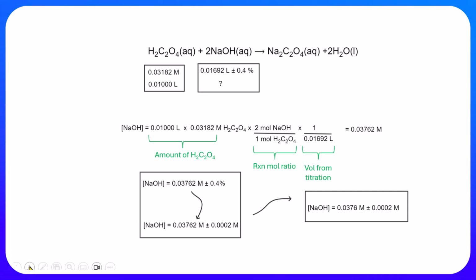All right, so you may recall from the previous slide that we calculated the percent relative standard deviation, and you can see I express it right here. So the sodium hydroxide concentration would be 0.03762 molar plus or minus 0.4%. But what does that 0.4% actually mean? So what we do is we find out what is 0.4% of this particular concentration. So the calculation is 0.4 divided by 100, that's what's meant by the percent, times the concentration. And this gives me a value of 0.002 to one significant figure. So I write that down.